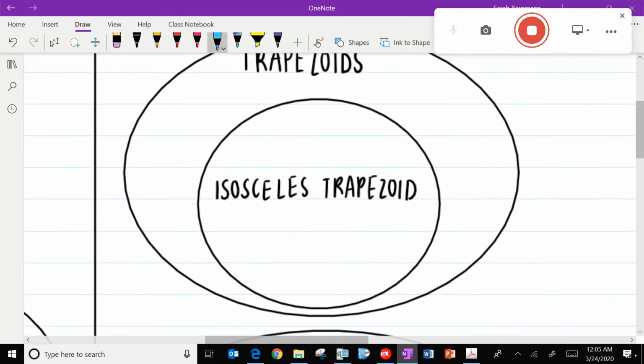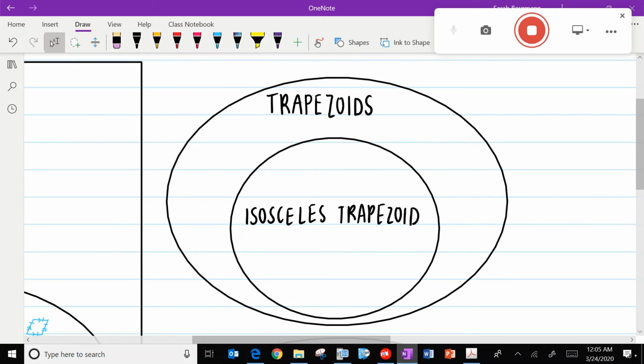Okay, let's go ahead and go over to our next type of shape. The next shape that we learned about were trapezoids. So remember, a trapezoid is a quadrilateral with exactly 1 pair of parallel sides.